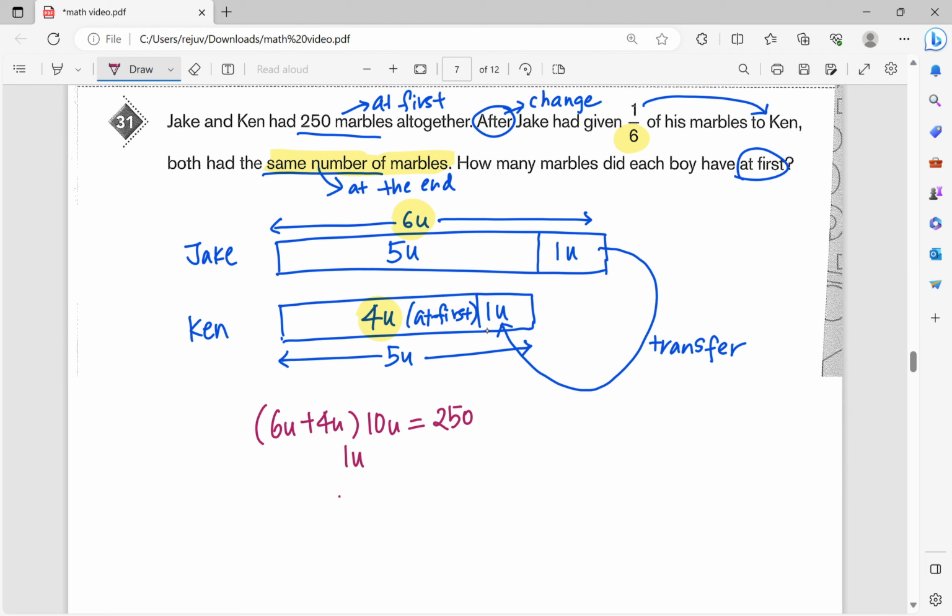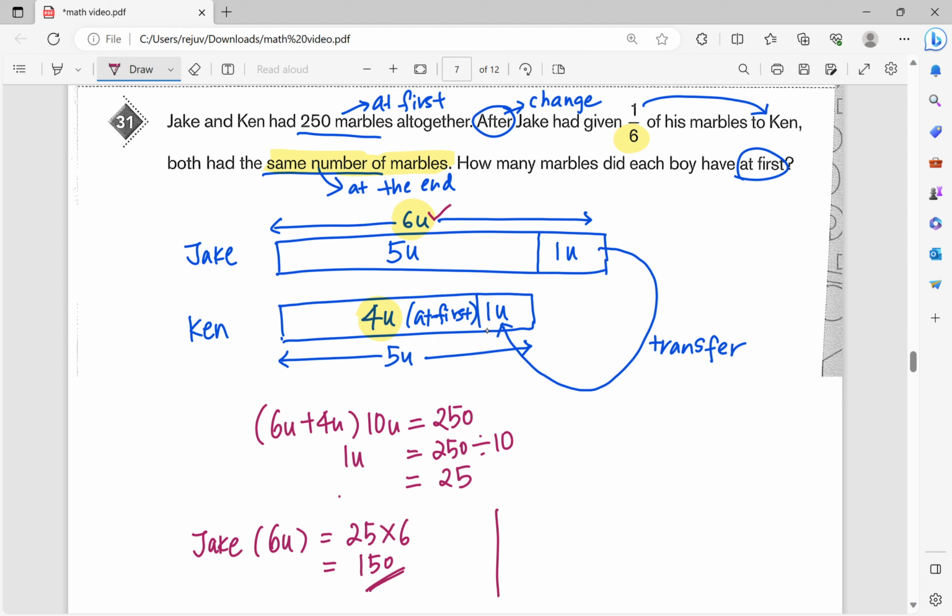Now we are going to solve for 1U. 250 divided by 10 units will give me 25 marbles. So from here, we know that 1 unit represents 25 marbles. Therefore, now we can solve the number of marbles for both boys. For Jake, since he has 6 units at the beginning, 25 times 6, Jake has 150 marbles at first.